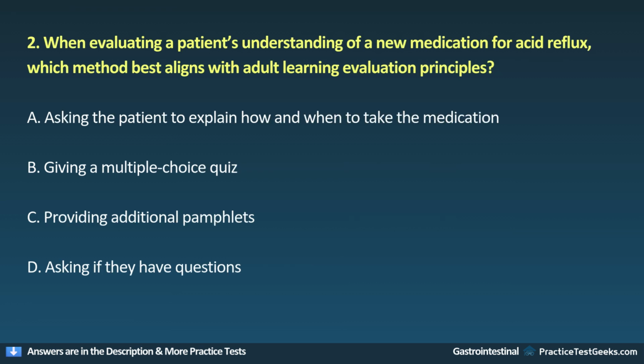2. When evaluating a patient's understanding of a new medication for acid reflux, which method best aligns with adult learning evaluation principles? A. Asking the patient to explain how and when to take the medication. B. Giving a multiple choice quiz. C. Providing additional pamphlets. D. Asking if they have questions.